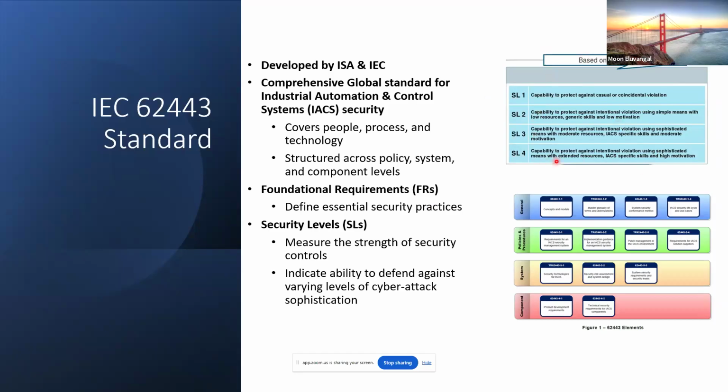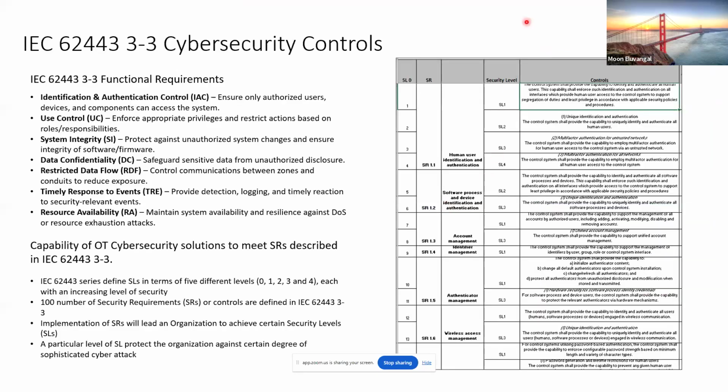Okay, so this is how 3-3 defines the cybersecurity controls to defend an industrial organization. Okay, Farooq, do you have any questions, or shall I continue and wait till the end? Let's wait till the end and we can take the questions at the end. Yeah, sure. Thank you.